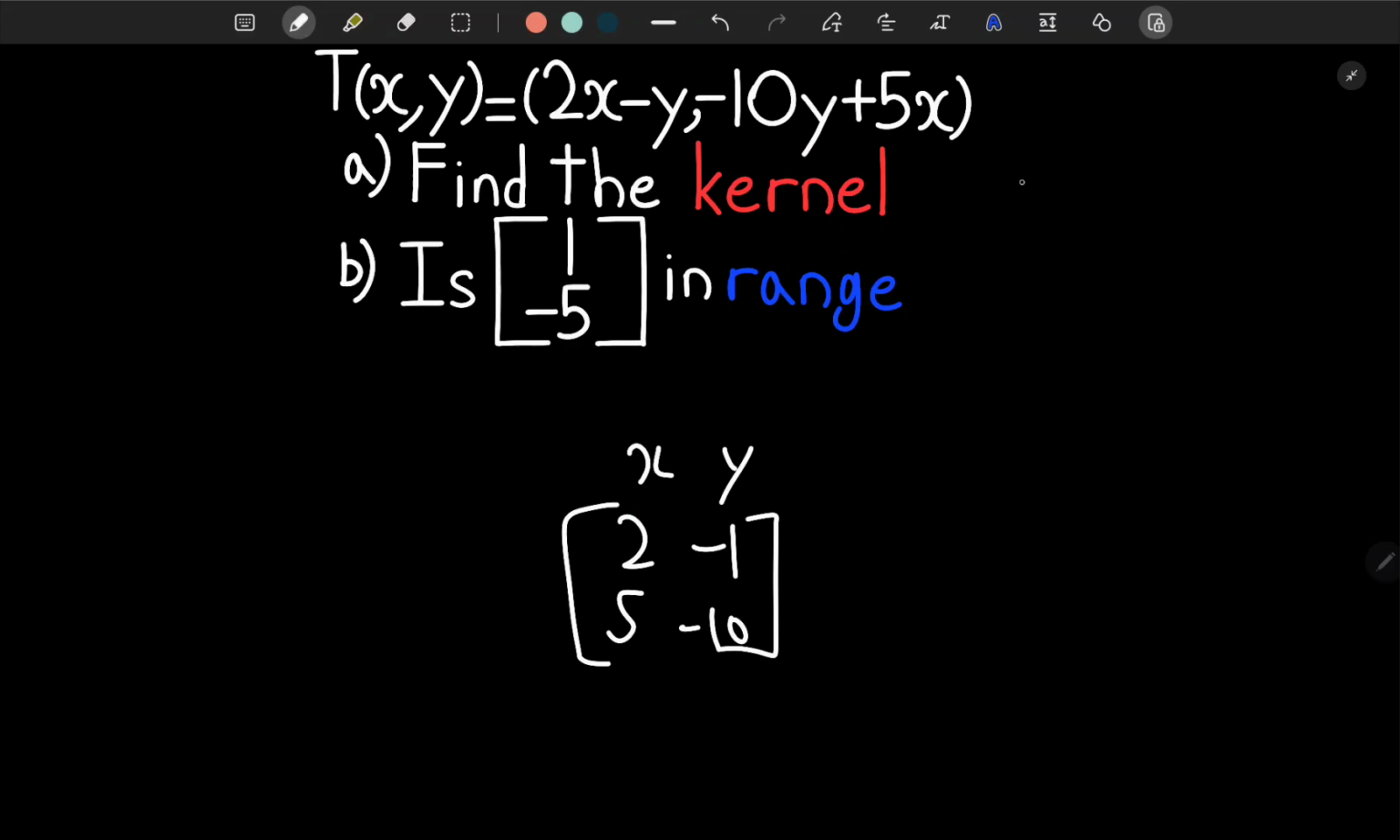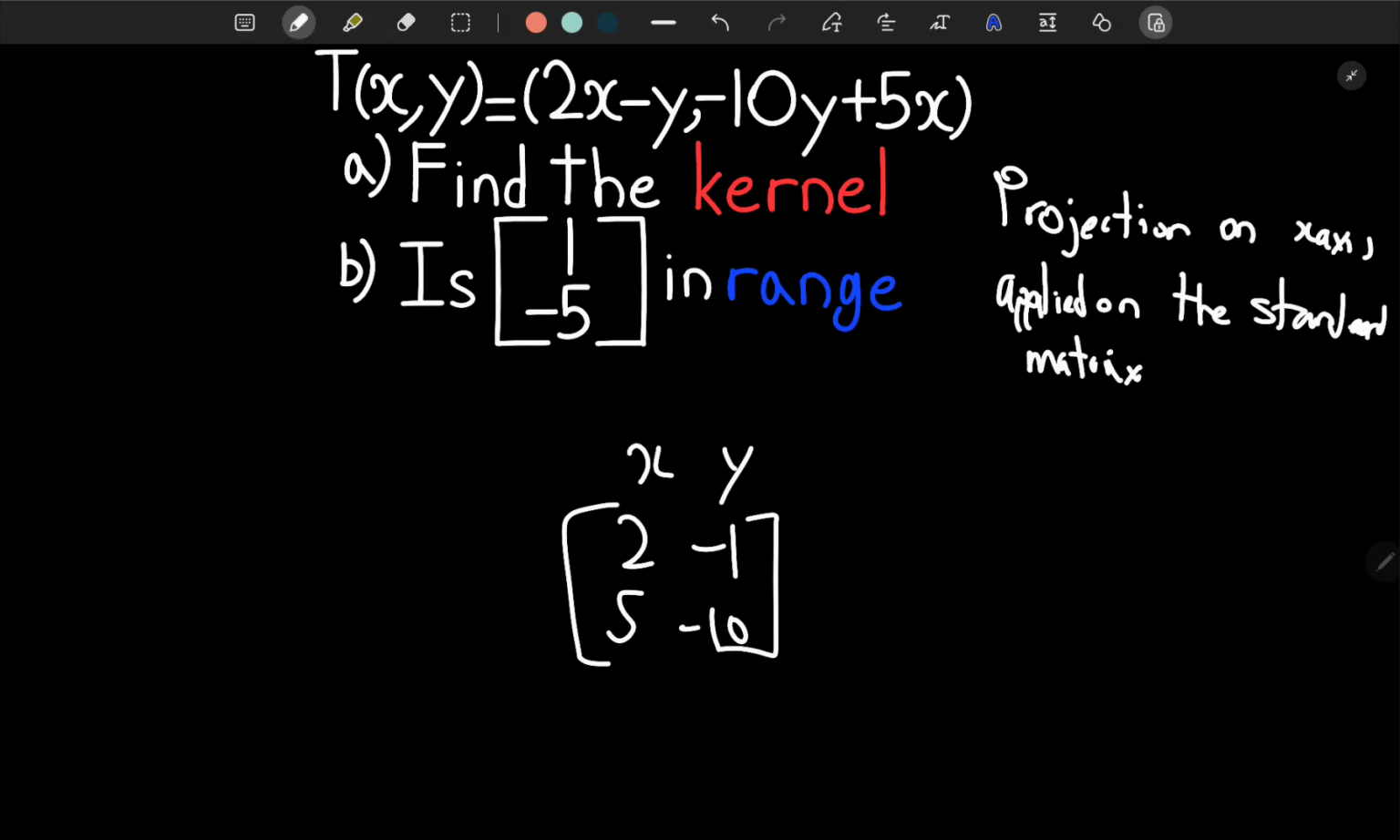Now actually let me add another question here, just a quick one. They might ask you about the projection. Let me write it first. So the question is, let's call this B: projection on the x-axis applied on the standard matrix. Now this is our standard matrix, and the projection on the x-axis is basically multiplying the standard matrix by the matrix of projection on x-axis, which I did make a video on, so you can check it out.